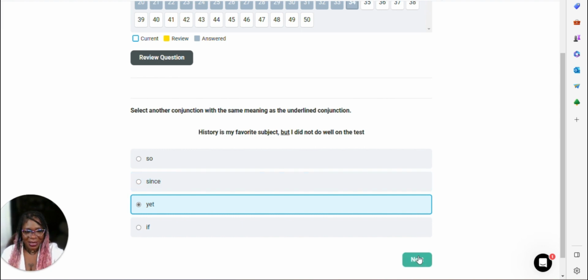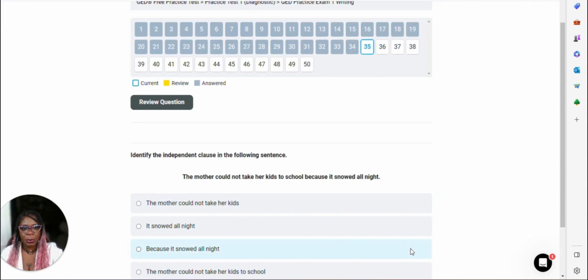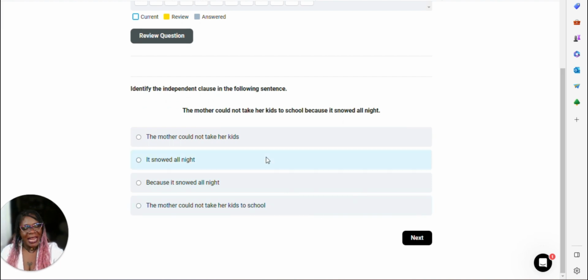So next question, guys. Let's see where we are. We're at question number 35. Identify the independent clause in the following sentence. "The mother could not take her kids to school because it snowed all night." Is it the mother could not take her kids? Is it snowed all night? Is it because it snowed all night? Or is it the mother could not take her kids to school?